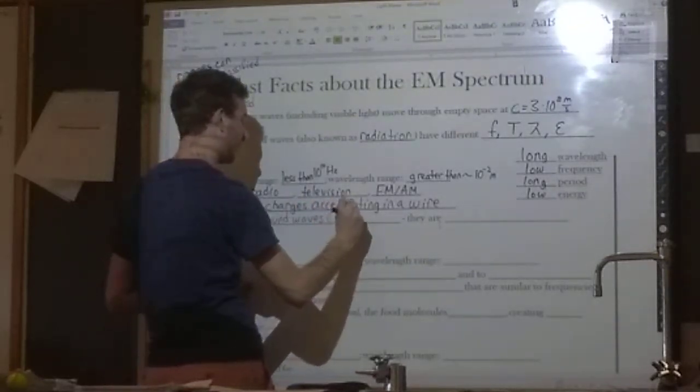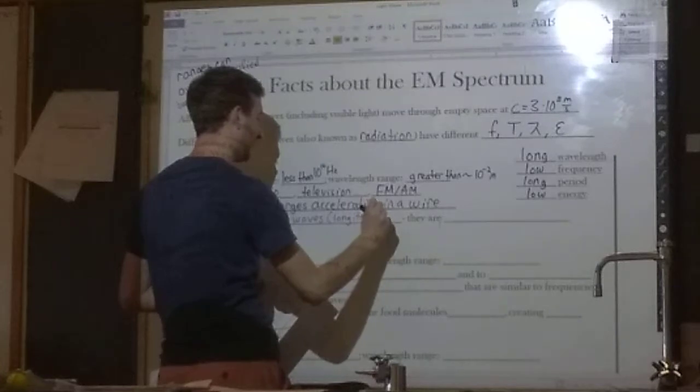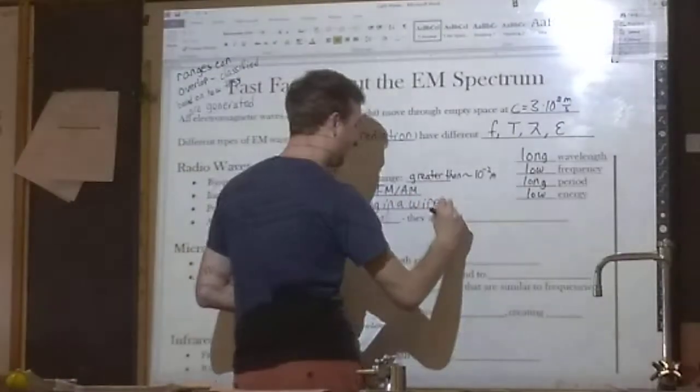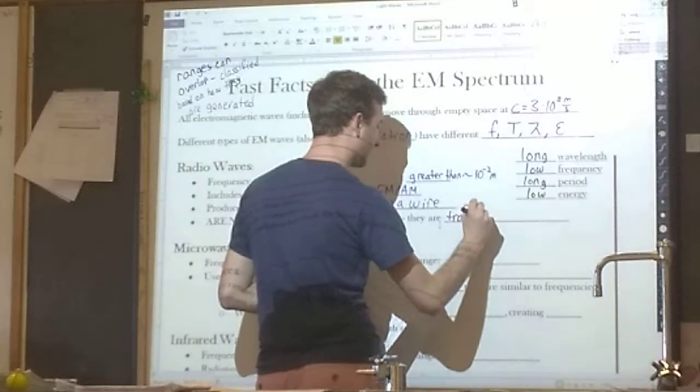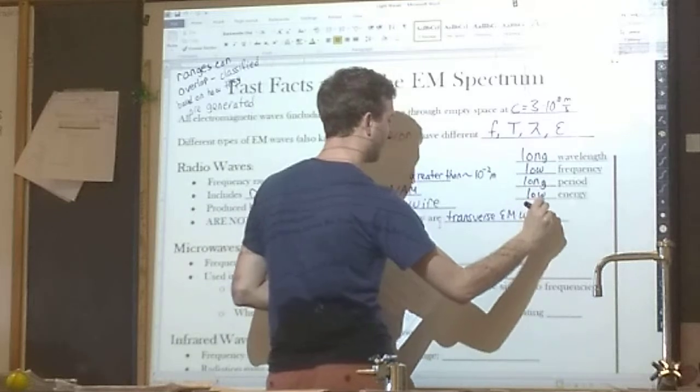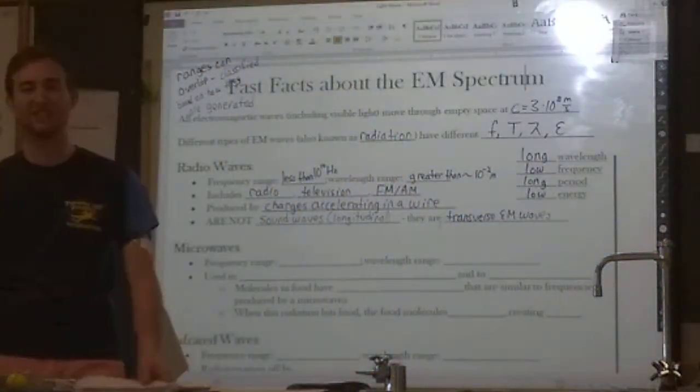Okay, sound waves are pressure waves. That is completely different. So sound waves are longitudinal. Radio waves are, on the other hand, transverse electromagnetic waves. EM is the abbreviation for electromagnetic, okay? They are not sound waves.